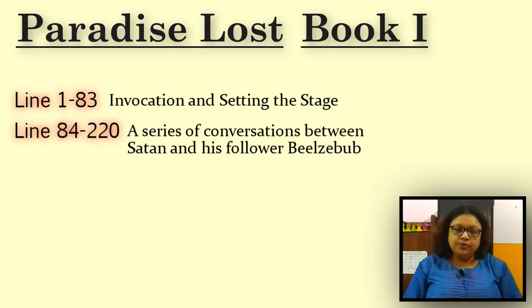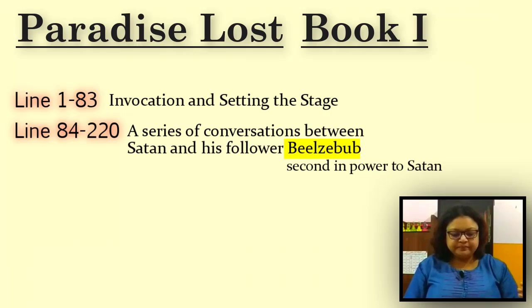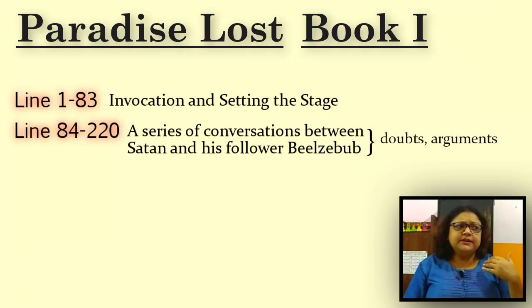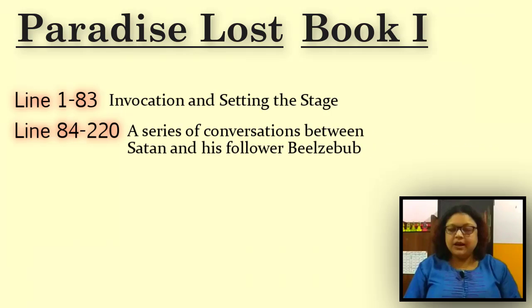So from line 84 to 220, you have conversations between Satan and his very close companion Beelzebub, like second in power to Satan. They express doubts, they express arguments against each other, they ask each other questions which are troubling them at that point when they have fallen from heaven, what they should do after this. So these lines are about that, and they have very remarkable speeches by Satan which establish him as a very strong character. Again, we will talk in detail about what those speeches actually tell about Satan and what Milton is trying to tell us, because those are two different things.